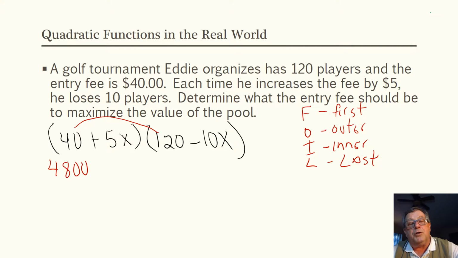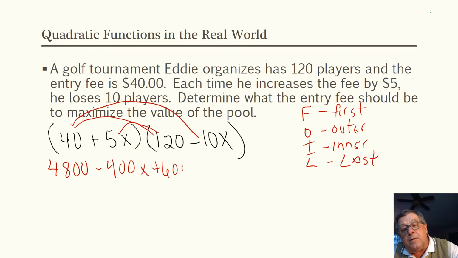And now we're going to do the outer numbers, the 40 and the negative 10x. So that's negative 400x. And then we're going to do the inner numbers, 5x and 120, both positive. So that gives me plus 600x. And then the last, the 5x and the negative 10x, and that's going to equal negative 50x squared.